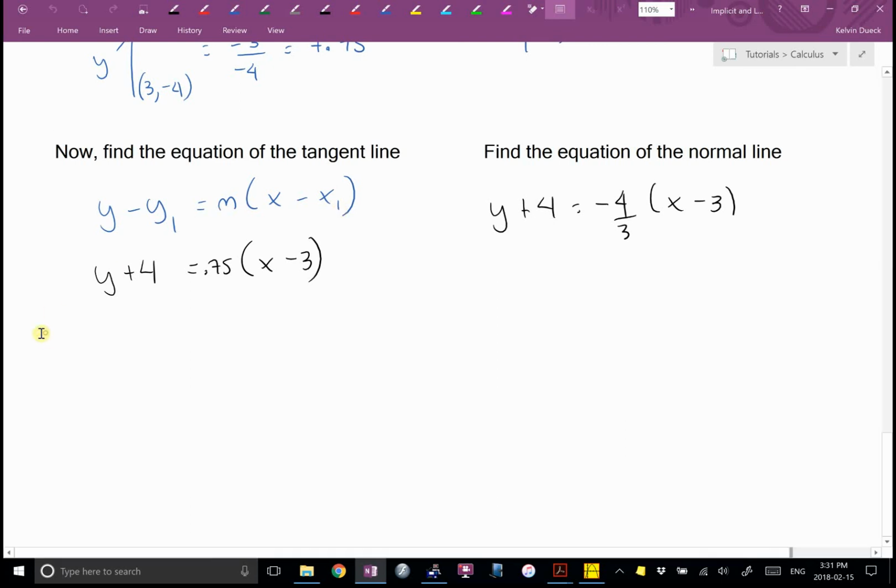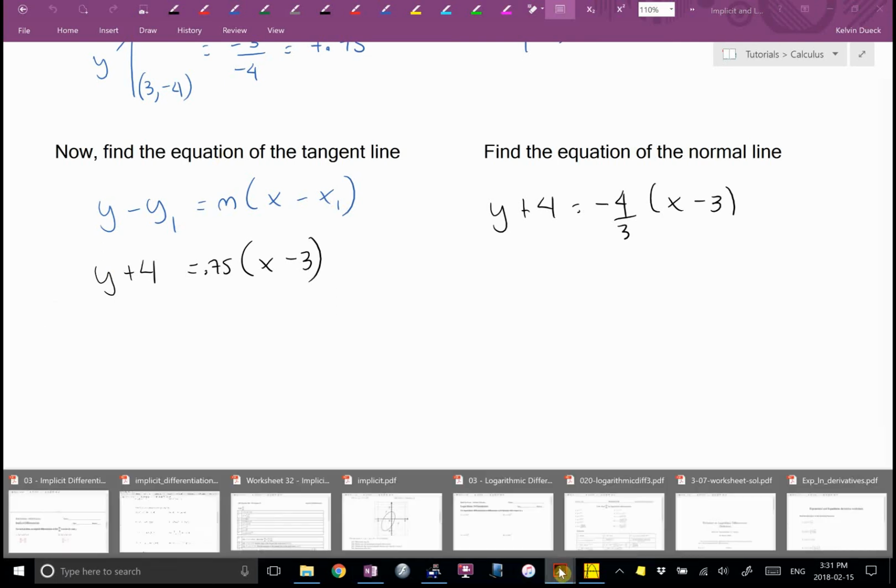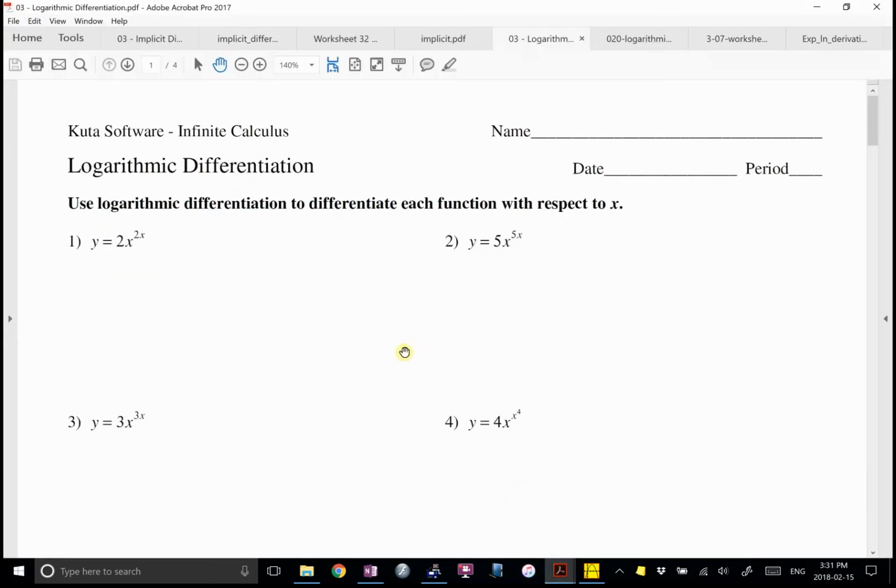So let's do some logarithmic differentiation. When do we use logarithmic differentiation? When the x is an exponent. When do you use logs? When the x is an exponent. You just finished doing logs in pre-calculus, and you used logs. You took the log of both sides when the x was an exponent.